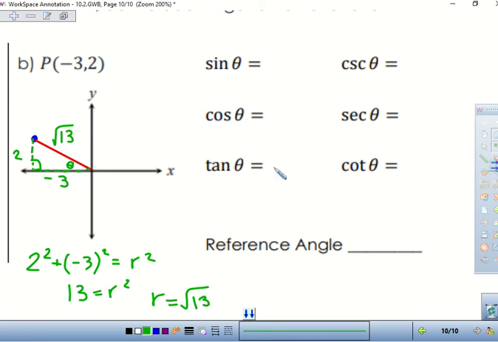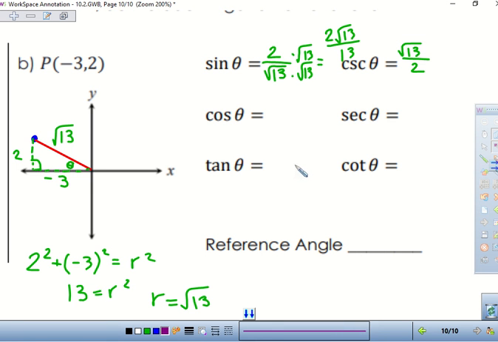Now we're going to do our trig functions. Sine is opposite over hypotenuse. The reciprocal of that is radical 13 over 2. We have to rationalize this because the radical is in the denominator. Multiply the top and bottom by radical 13, which comes out to be 2 radical 13 over 13. We're going to move on.